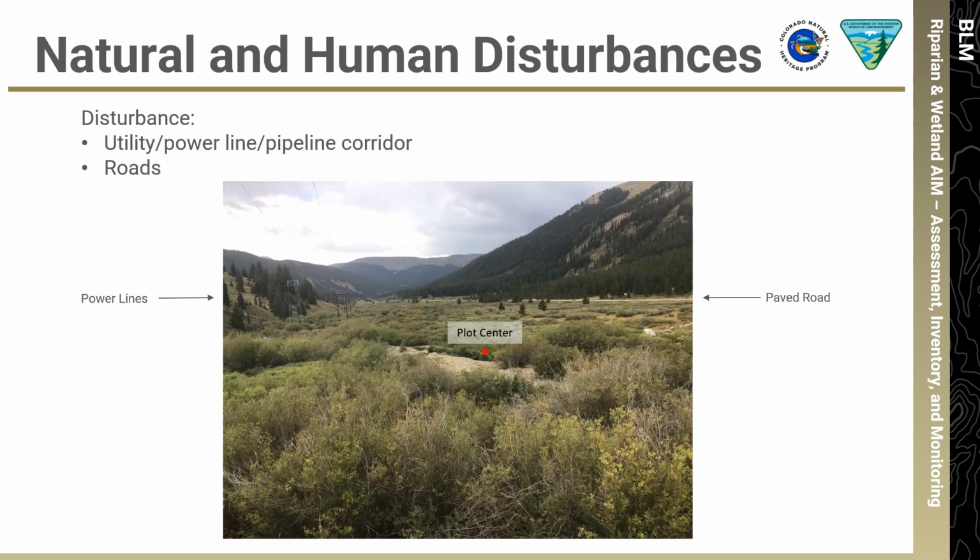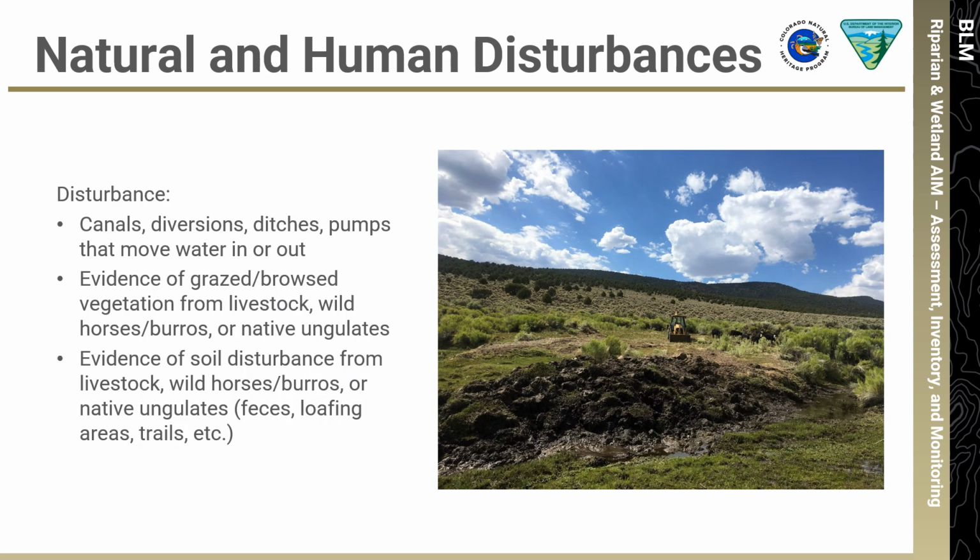Let's go over a few examples of disturbances you might see in the field. Here there are power lines within the monitoring plot and a paved road within the 100-meter radius surrounding landscape. In this example, there are 3 disturbances that can be recorded. Recent excavation to the channels would be rated under the canals, diversions, and ditches disturbance. The cattle presence shows signs of grazing and soil alteration, which would be rated for 2 separate disturbances. First, evidence of grazed or browsed vegetation, and second, evidence of soil disturbance from livestock.